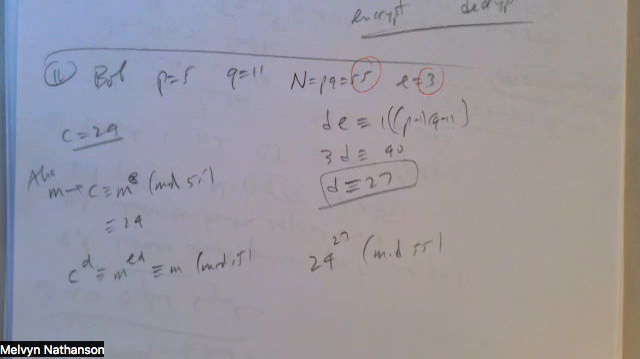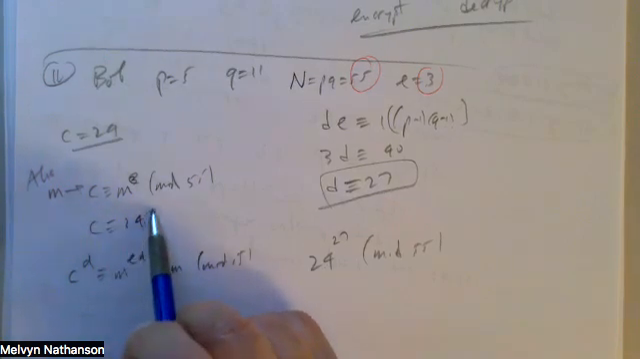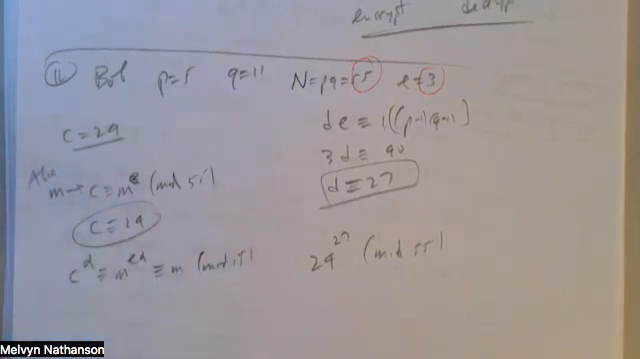Excuse me, Professor, how did you get 24 again? That was given, part of the problem. Bob receives the ciphertext C equal 24. Okay, okay. Sorry, Professor. So that's what's transmitted to Bob. That's the encrypted text. And he has to recover the plain text.